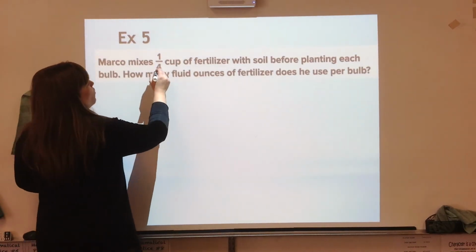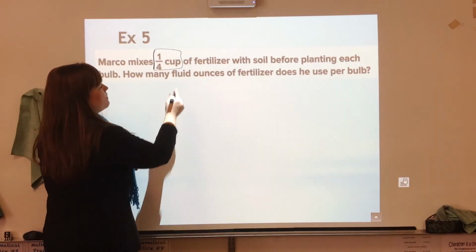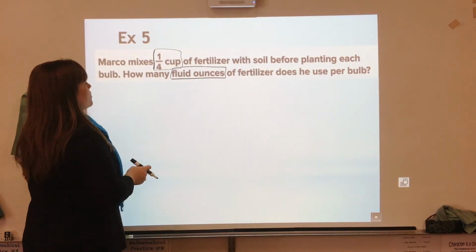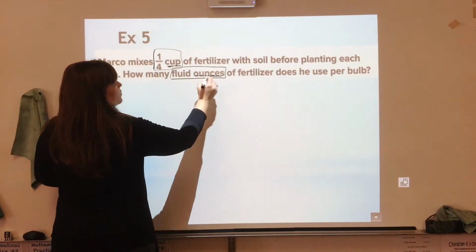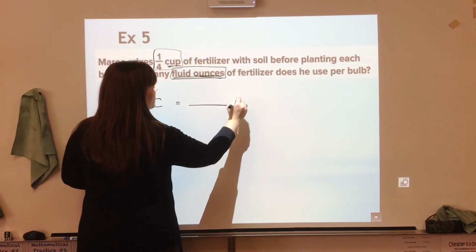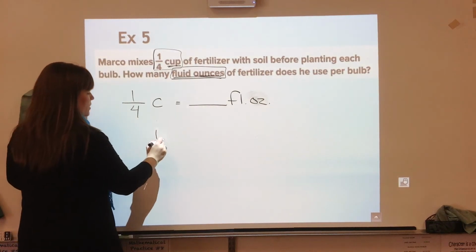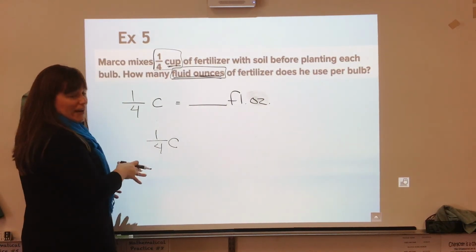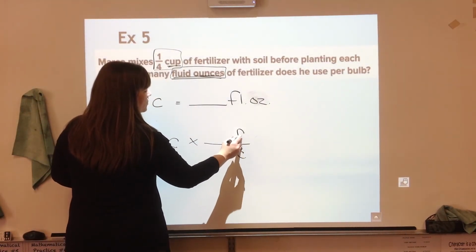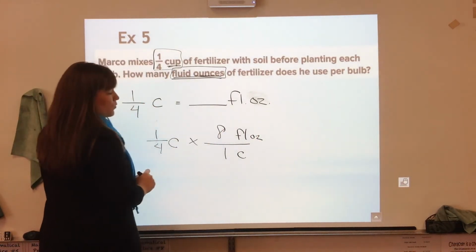So Marco mixes 1/4 cup of fertilizer with soil before planting each bulb. How many fluid ounces of fertilizer does he use? So basically, we're going to be converting between fluid ounces and cups. So I'm going to write down 1/4 cup equals how many fluid ounces. Just like before, we're going to start with what we know. Notice this is a fraction, that's why it's a little different, but we're still going to need how many fluid ounces in 1 cup. There are 8 fluid ounces in 1 cup.